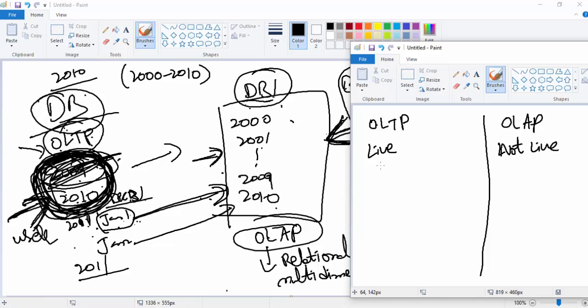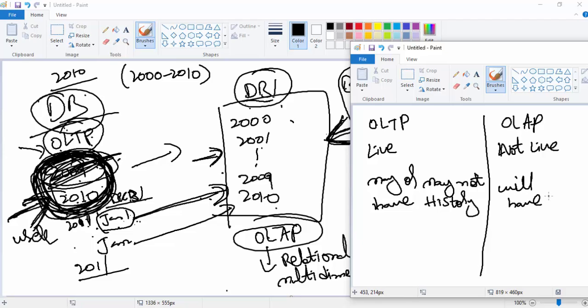And for OLTP, you might observe, when I add the data for 2000 and 2001, because my company is small, I will have all the data for 2000. But when I come to 2010, I have moved the history data into a different database. So OLTP may or may not have history data. But OLAP will have the history data. That is the second difference.